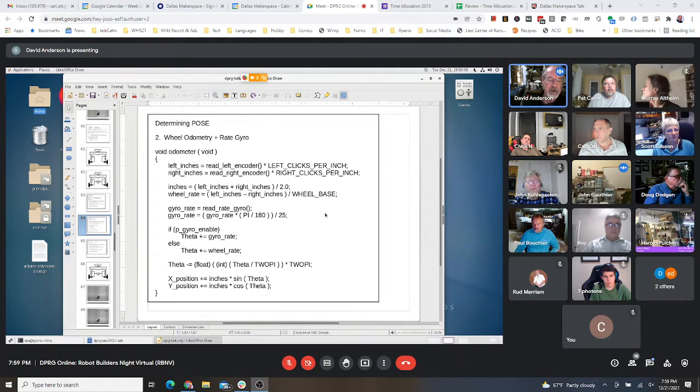So basically, P gyro enabled is a flag that allows you to choose whether you're going to use the wheel rate or the gyro rate. That's really useful for running calibration routines so you can compare the two. In particular, I got the wheels working really well, and then initially I calibrated the gyro to match the wheels, just as a rough starting place. Okay, that's all.